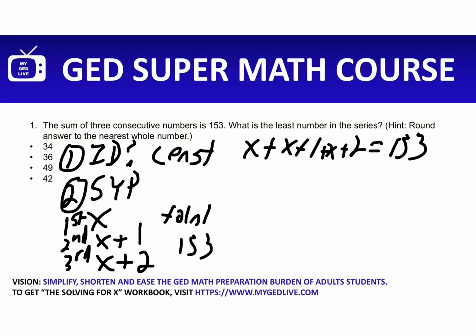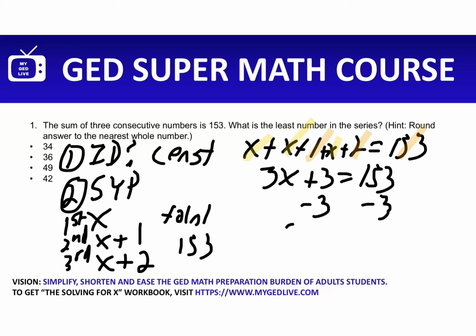And then again, we're just following the same steps. Let me go ahead and identify what's like: the x terms are like, and the numbers 1 and 2 are like. So let's combine like terms. x gives us 3x, and 1 plus 2 gives us 3, equals 153. Now of course we're going to do the opposite here, so minus 3. 3x equals 150.